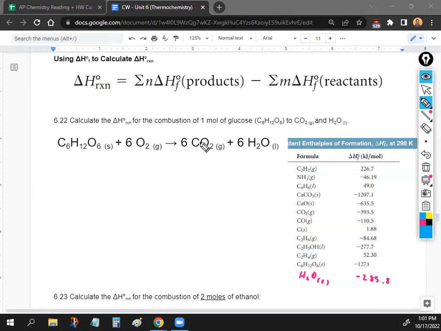So for our products, we got CO2 and we got 6 moles of that, right? If we look on our table for the enthalpy of CO2, it's going to be negative 393.5. So all we have to do is 6 times negative 393.5. And then we're going to add 6 moles of water, which is negative 285.8. If you add those up, that will give you the enthalpy of the products. Okay. Pretty simple, right?